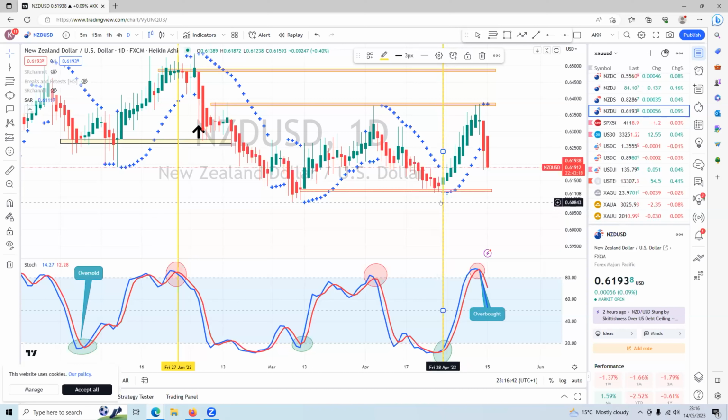Your SAR is flipped just after here. It was above, pushing down, and all of a sudden your blue's gone above the red and your SARs have gone below the green candle. So my stochastic leading indicator is saying price should increase. My PSAR, my parabolic stop and reversal, is saying price should increase.